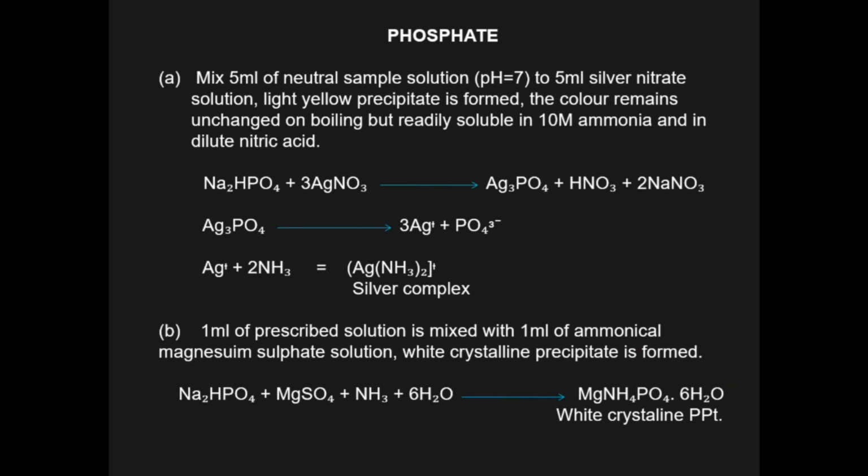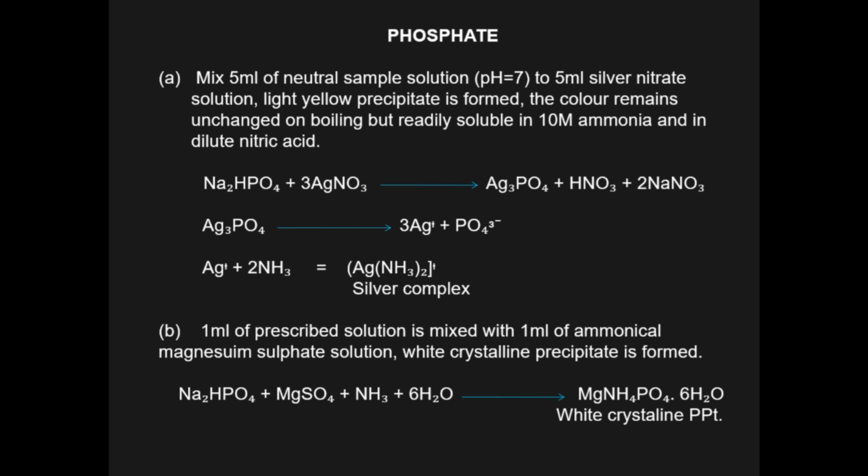So the next anion which we have to discuss here is phosphate. The method for its identification, the first one, is here under. Mix 5 ml of neutral sample solution having pH 7 with 5 ml silver nitrate solution. A light yellow precipitate is formed. The color remains unchanged on boiling but it is readily soluble in 10 molar ammonia and in dilute nitric acid.